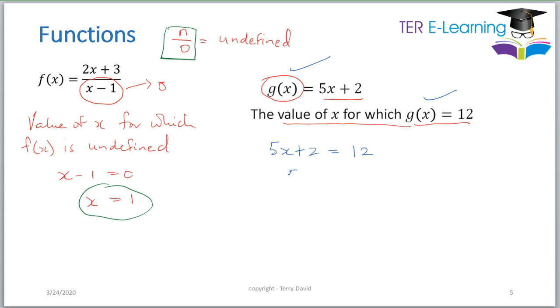So therefore 5x is equal to 12 minus 2. Therefore 5x is equal to 10, and therefore x is equal to 10 over 5. Therefore x is equal to 2. So this is our answer. When x equals 2, g of x is equal to 12. Alright? So these were the last things that I needed to show you all in functions.